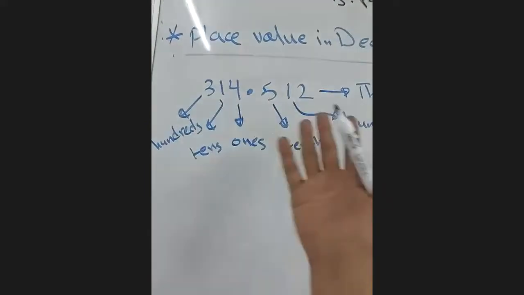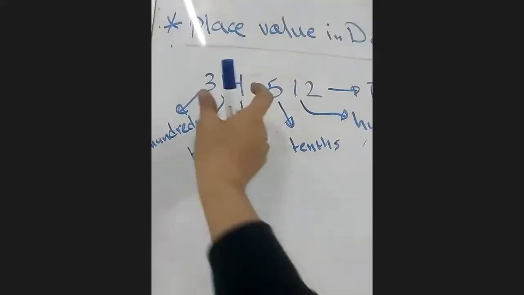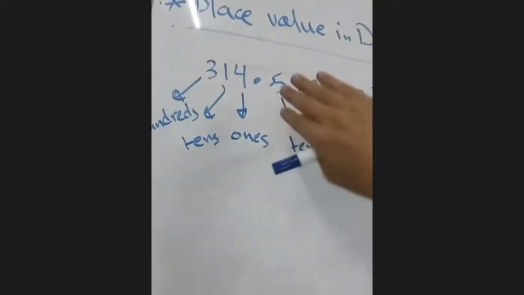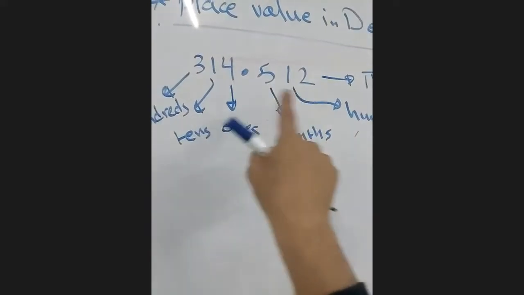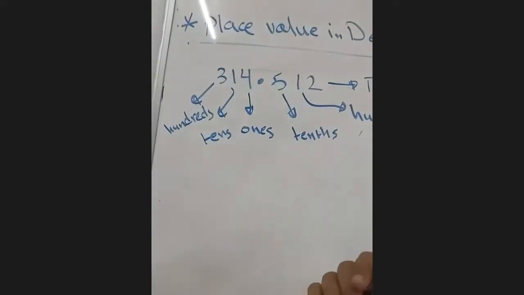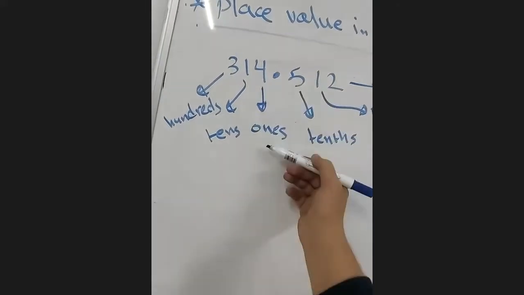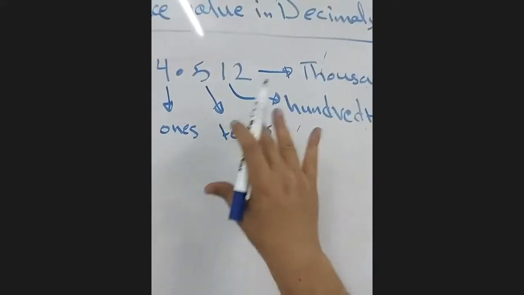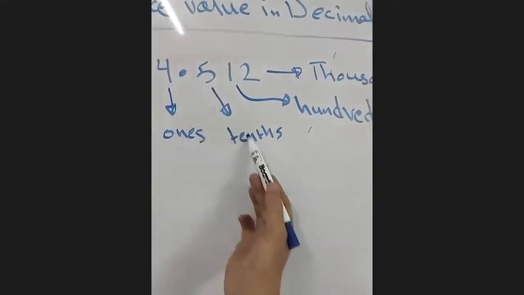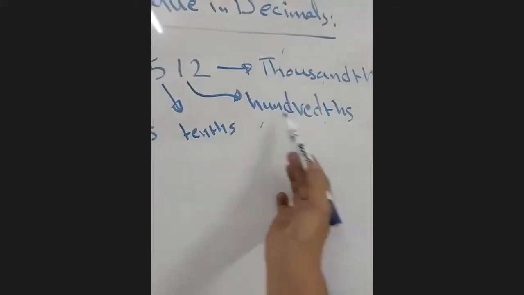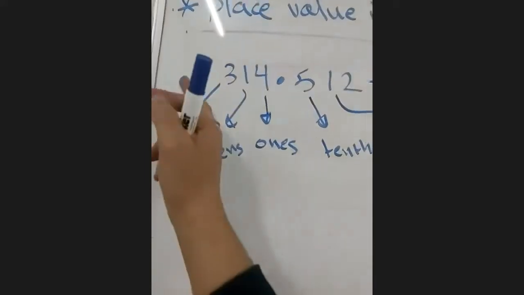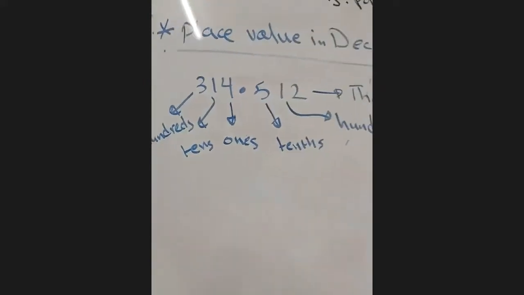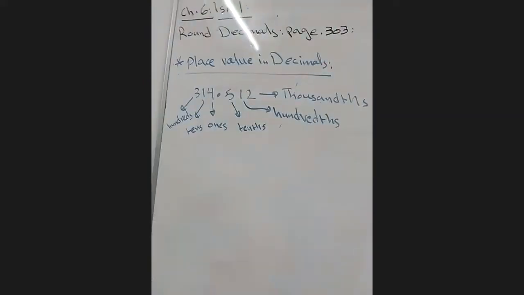So again, guys, how to place value in decimals? In the decimal, we have two parts. The part before the decimal point, we call it whole part. The part after the decimal point, we call it decimal part. The first number in the whole part, we call it ones, tens, hundreds, normally. And in the decimal part, the first number after the decimal point, we call it tenths, and then hundredths, and then thousandths. Now here we can go further: ten-thousandths, hundred-thousandths, then millionths, as we did before. So this is in general how we place value in decimals.